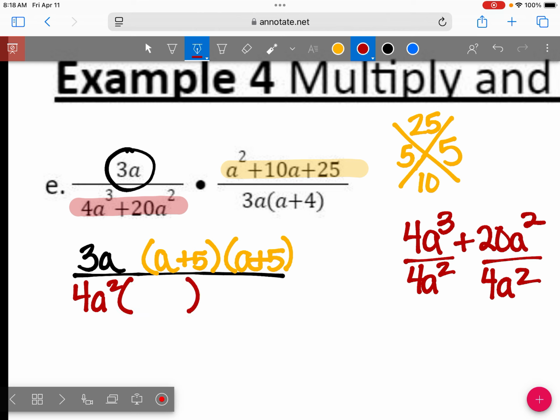And when I take that out, 4 divided by 4 is 1. A cubed divided by a squared, when you subtract, you just get 1a. Bring down the plus sign. 20 divided by 4 is 5. So I have an a plus 5. So this factors down to 4a squared times a plus 5.